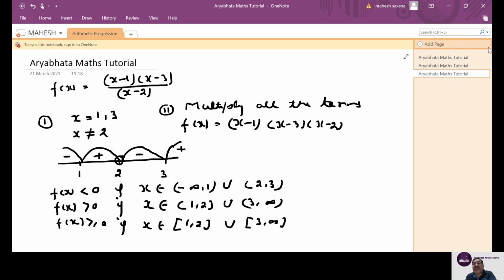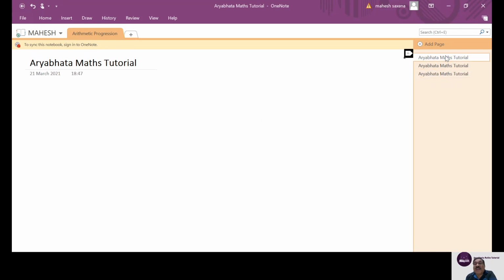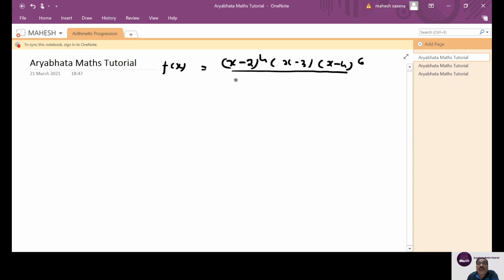Now I am taking the second example. Let f(x) be (x minus 2) to power 4, (x minus 3), (x minus 4) to power 6 upon (x minus 5) to power 6, (x minus 6) to power 3.